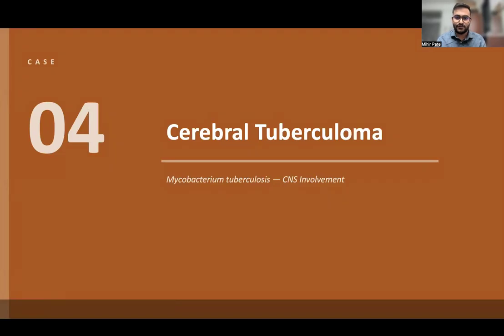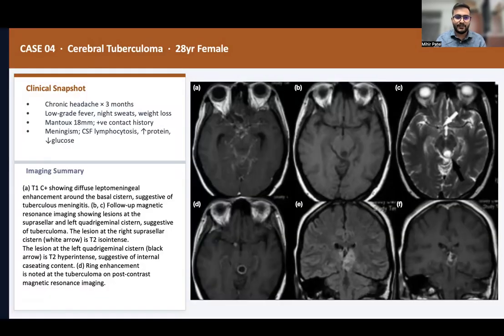Fourth case was cerebral tuberculoma. A 28-year-old female patient presented with chronic headaches since 3 months. The patient had low-grade fever, night sweats, and weight loss. Mantoux test was positive and she had a positive contact history for TB. CSF showed increased lymphocytes, increased protein, and decreased glucose.